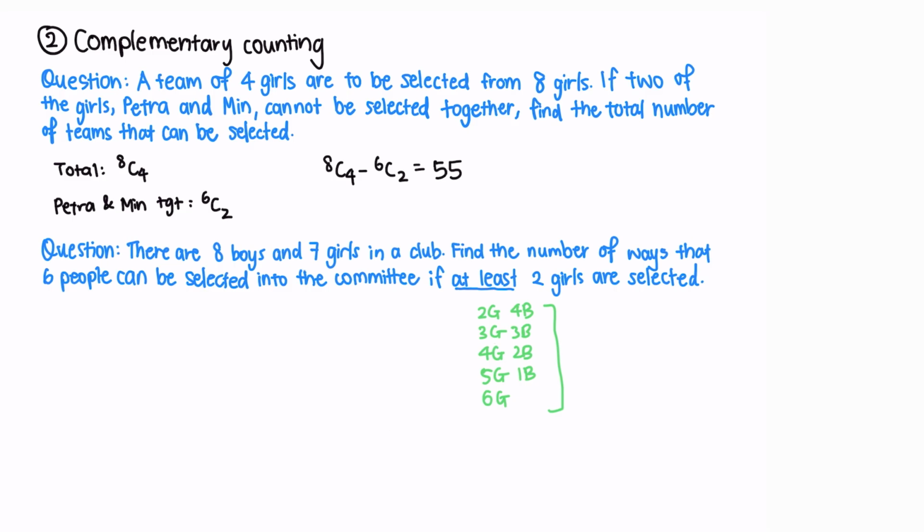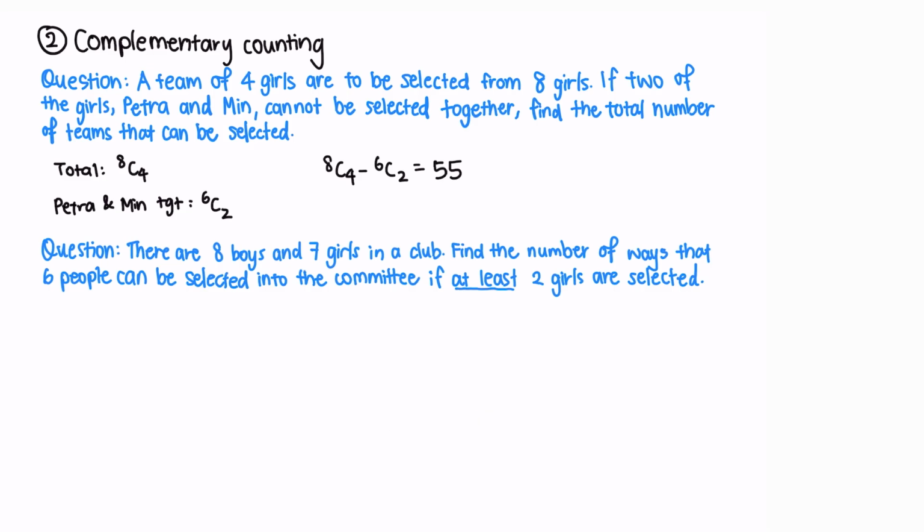But instead of doing that, what we can also do is take the total number of ways that this committee can be selected and minus 0 girls, 6 boys, and 1 girl, 5 boys. And that will give us the rest of the possible options. You can see that these two are opposites. And adding all these cases together gives us the total possible number of cases. Just like adding Petra and Min being selected together and Petra and Min not being selected together, these two are complete opposites. That's why we can use complementary counting.